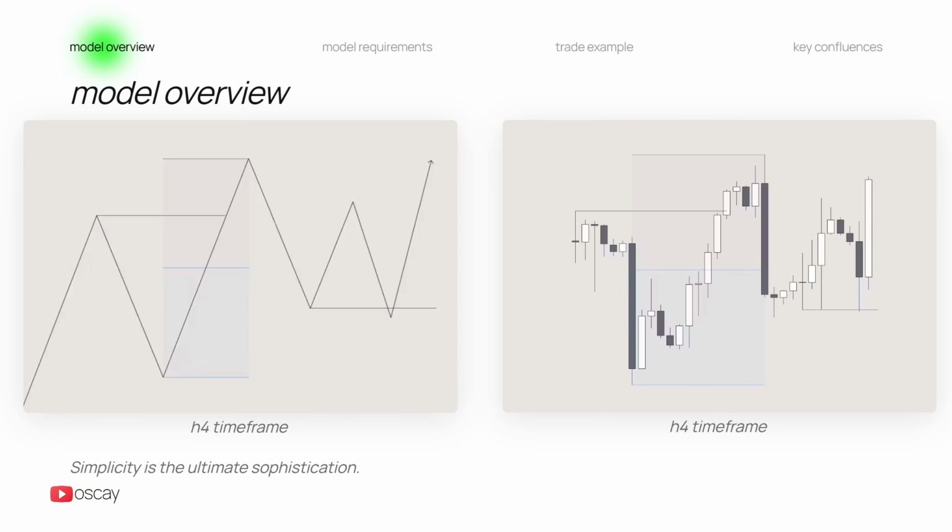the key confluences. When there's too many variables at play while trading, it can cause confusion and hesitation while executing. Simplicity is the ultimate sophistication. That's why we're going to keep it as simple as possible. Trading in itself is already hard, so no reason to make it harder for ourselves.